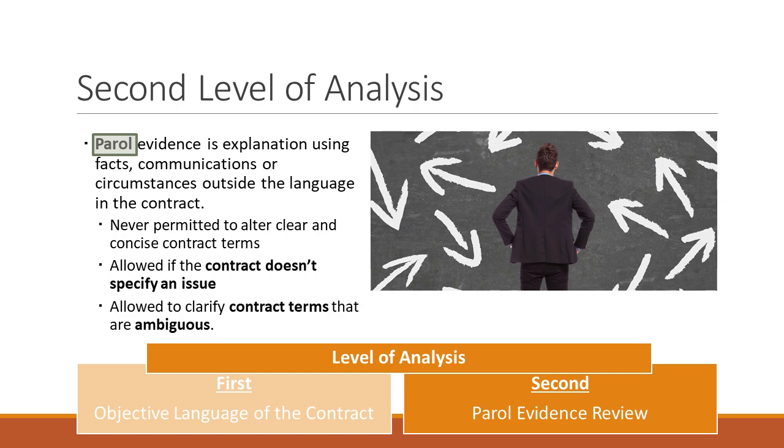Or take the clause about when payment was supposed to happen. Maybe there's an agreement that the $150,000 was to be paid, but it's silent on when payment was supposed to be rendered: 60 days, 30 days, on a regular monthly basis. Then you can bring in parol evidence to show what the parties agreed to. When it's not clear, when it is ambiguous, that's when you bring in this kind of extraneous information.